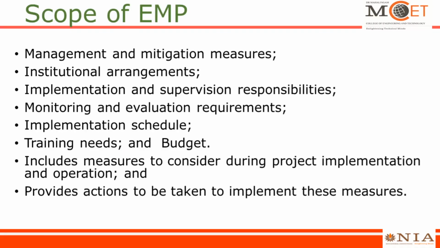So what is the scope of the Environmental Management Plan? It involves management and mitigation measures, institutional arrangements, implementation supervision responsibilities, monitoring and evaluation requirements, implementation schedule, training needs, budget, includes measures to consider during project implementation and operation, and provides actions to be taken to implement these measures.